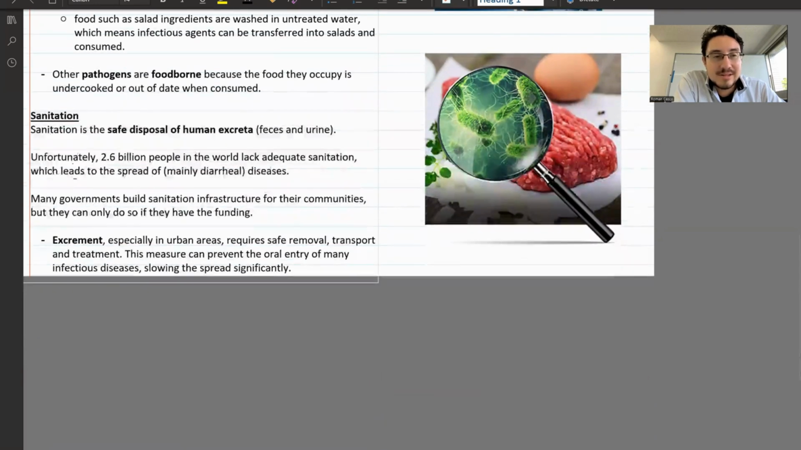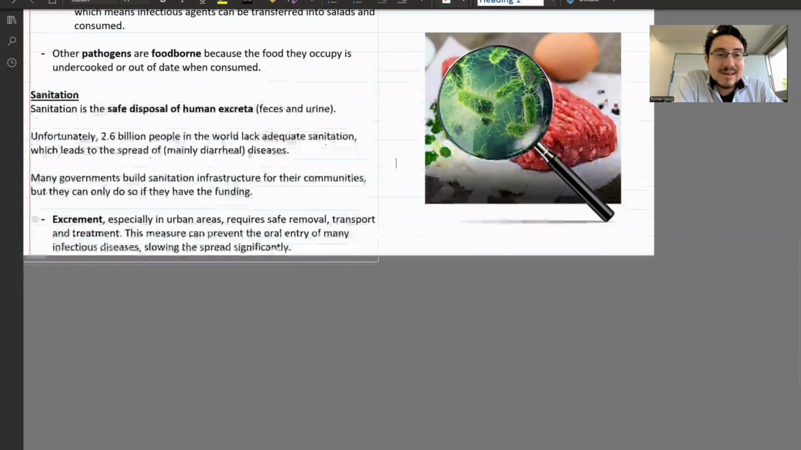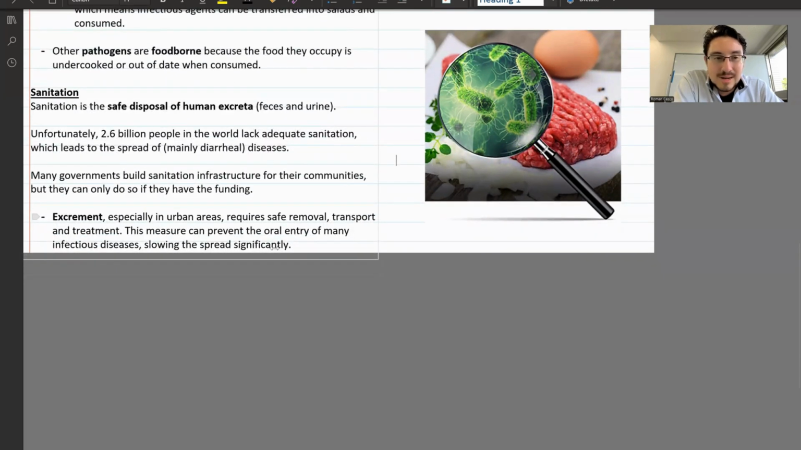another factor there, right? Safe disposal of human poo or urine. When we use the bathroom, we're liberating a lot of potentially pathogenic bacteria coming from our bodies, but they're not in high populations, right? Unfortunately, 2.6 billion people in the world lack adequate sanitation. A lot of people drink water that is contaminated.